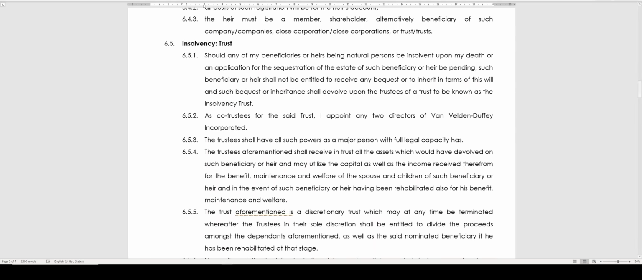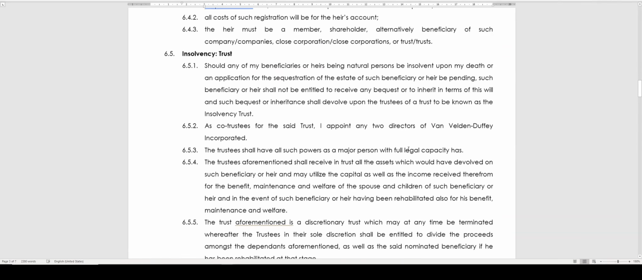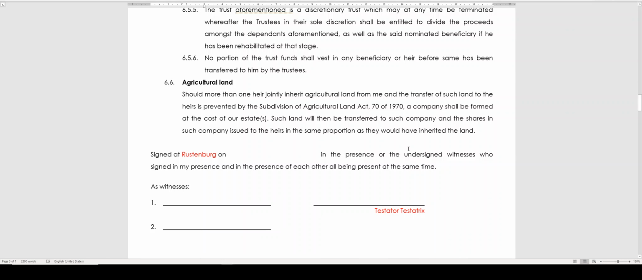Insolvency trust. This clause prevents any inheritance from falling into an insolvent estate of a beneficiary. It is a legal way to keep the inheritance away from the creditors of a beneficiary in the case of an insolvency. And then finally, the agricultural land provision.